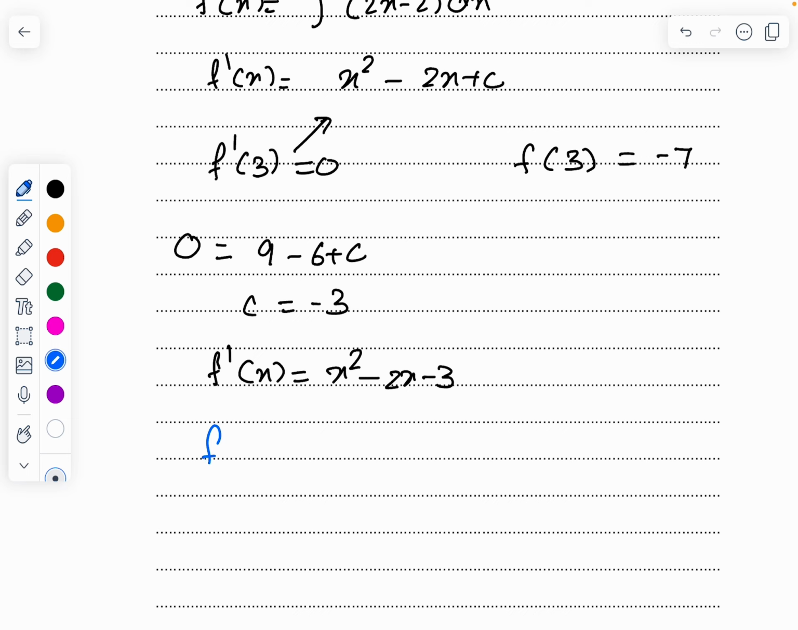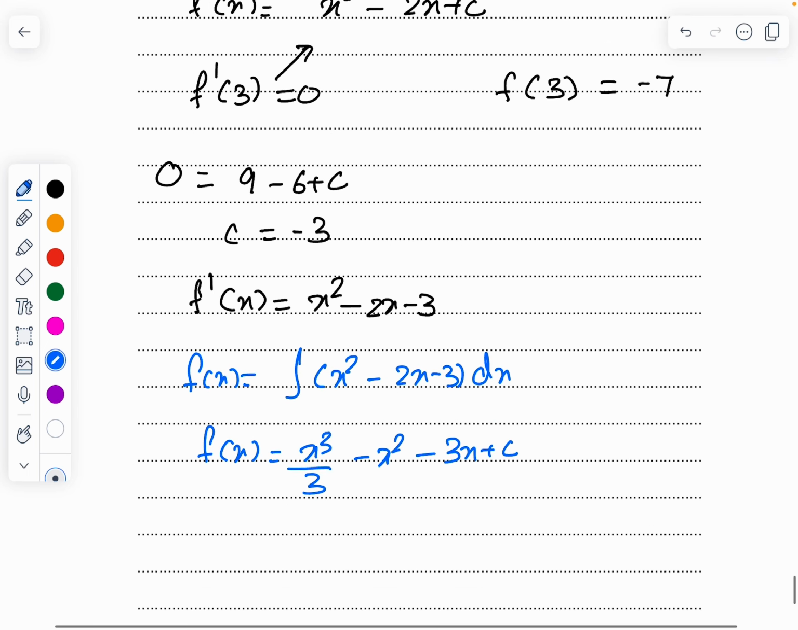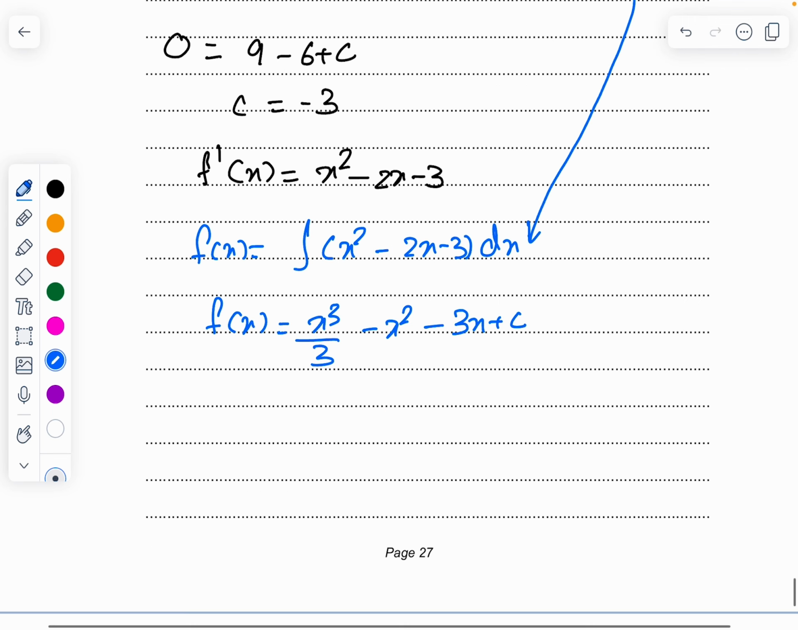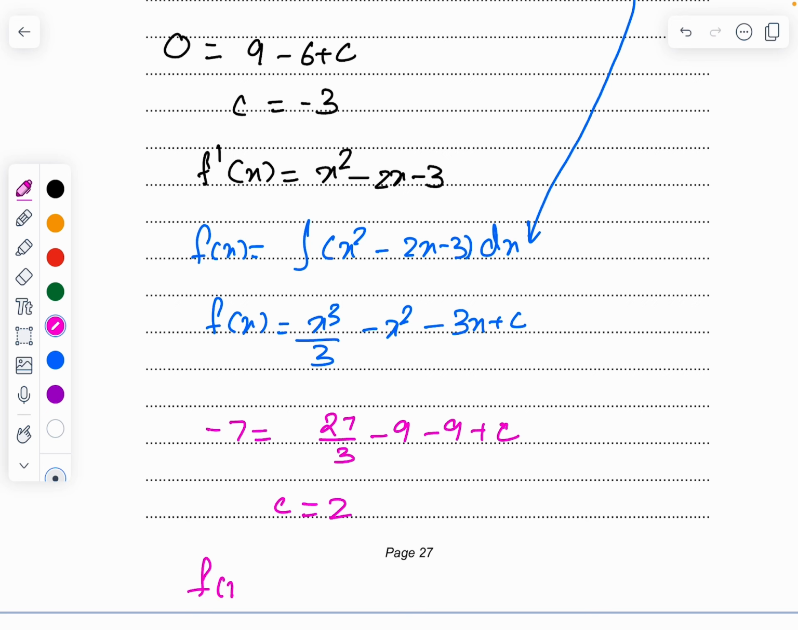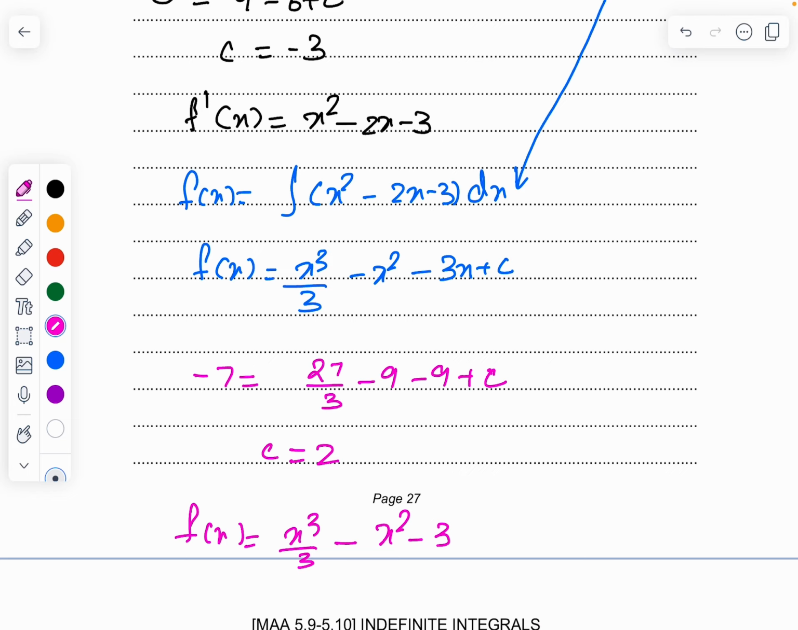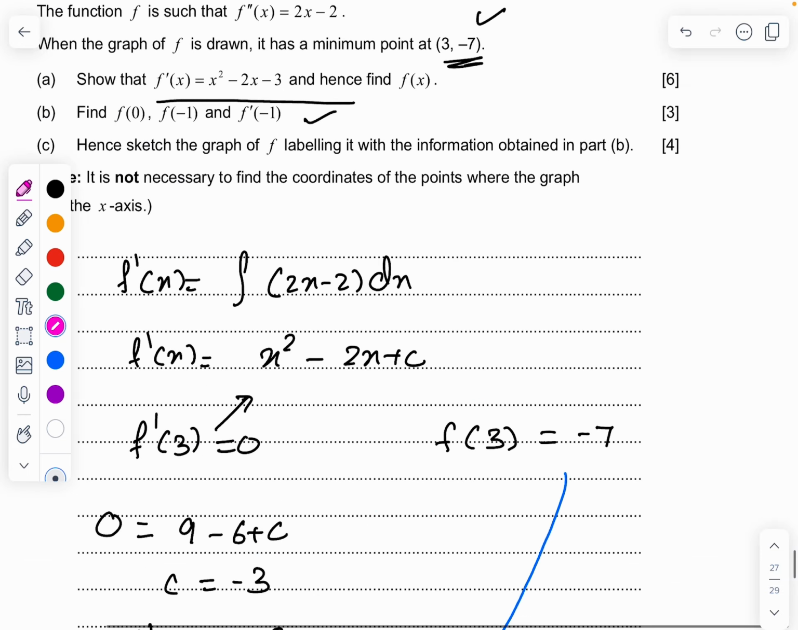Now I want f of x from here. So f of x will be the integral of x squared minus 2x minus 3 dx. So f of x will become x cubed by 3 minus x squared minus 3x plus c. But we know that (3, -7) lies on that one. So it becomes negative 7 equals 27 upon 3 minus 9 plus c. So this gives me c value as 2. So f of x will become x cubed by 3 minus x squared minus 3x plus 2. That is f of x.